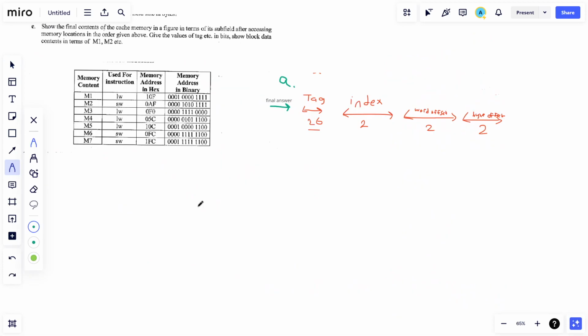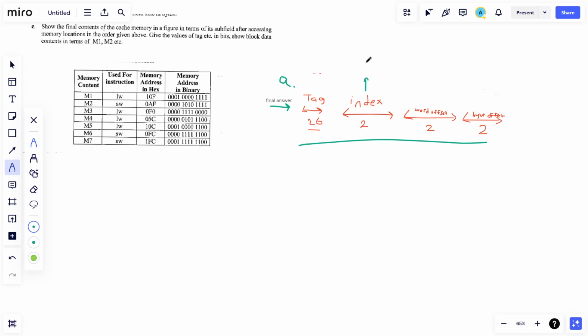Okay, going to question 1 part C. It says show the final contents of the cache memory in a figure in terms of its subfields. Give the values of tag, index, and other bits. Show block data contents in terms of M1, M2, etc. In this part, we're going to need the table that we were given in the beginning, and we need the main memory in bits structure, which is this: byte offset, word offset, index, and tag.